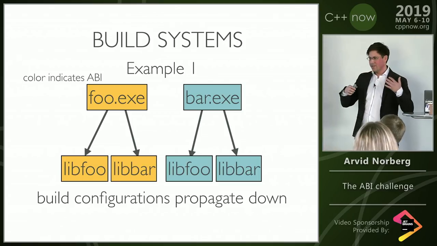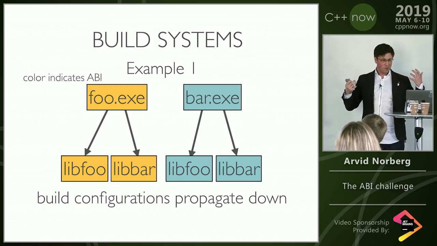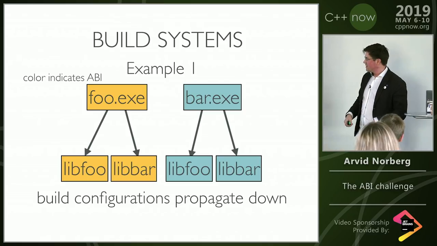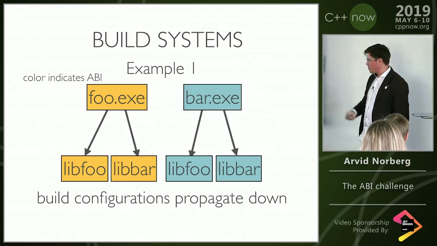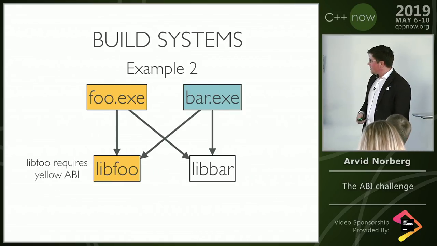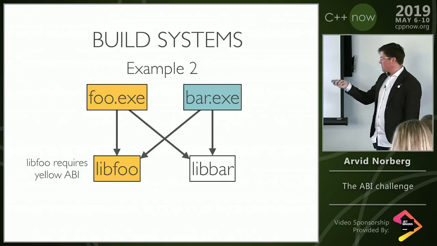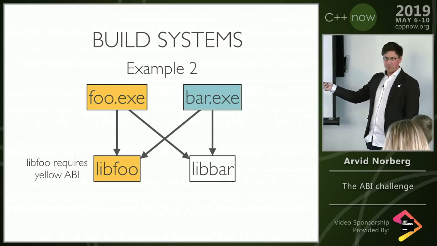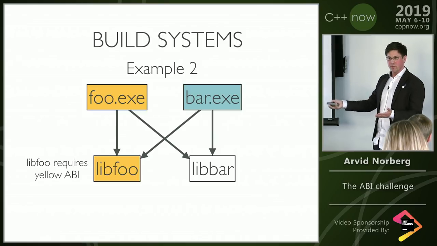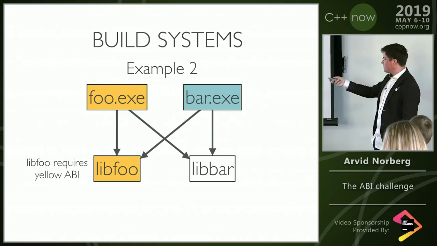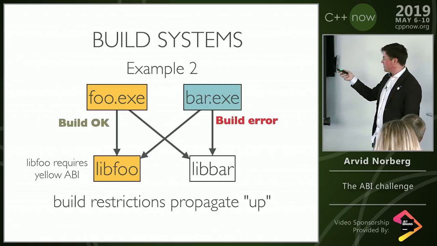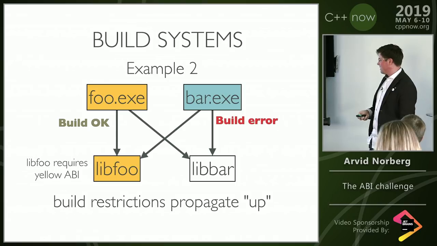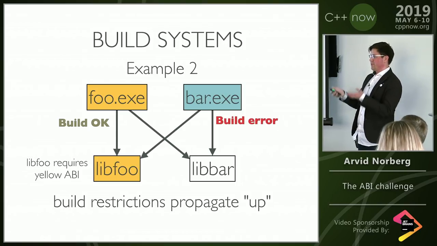So ABI requirements or properties propagate down your build tree. So foo.exe was configured to have yellow ABI. All of its dependencies need to be built with yellow ABI. Example two, let's say libfoo must have yellow ABI. Maybe it's a pre-built binary that you don't have any control over, and it happened to be built with yellow ABI. Now bar.exe is trying to link against it. Libfoo works, that's fine, but your build system had better fail to build bar. That should not be okay. So restrictions propagate up the dependency tree.